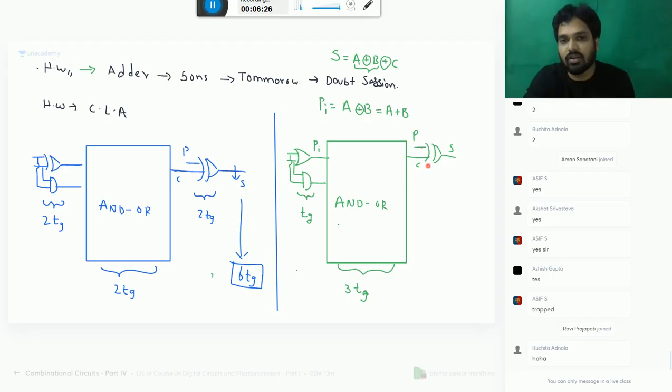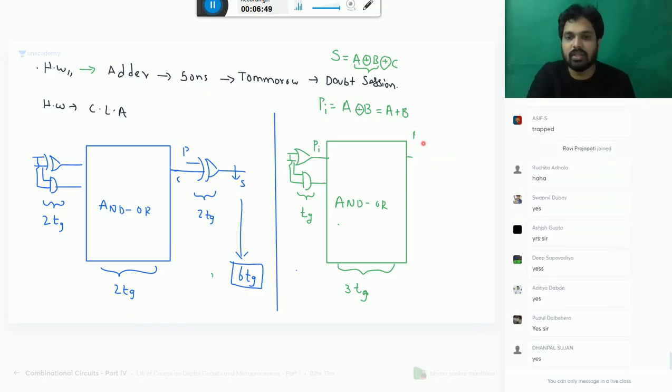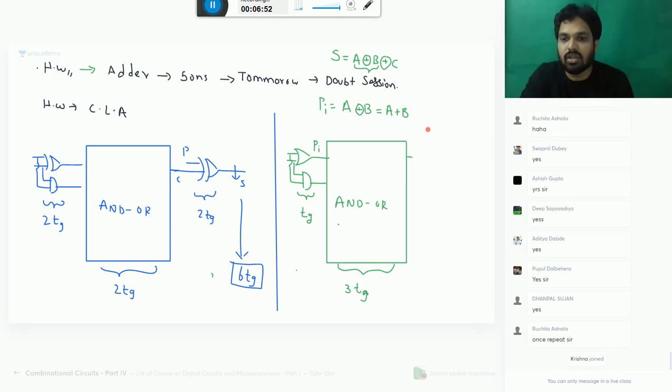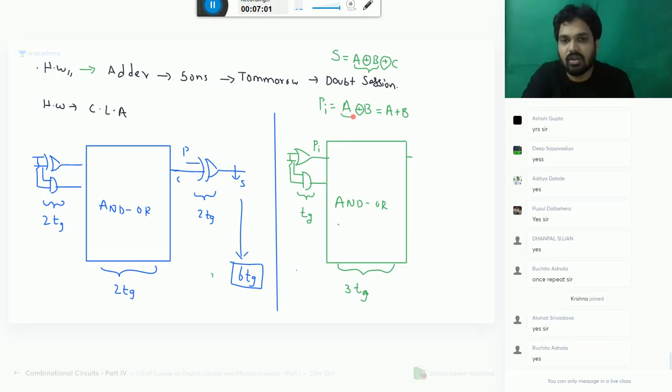Is the logic clear or not? Sum is A XOR B XOR C. When your P is A XOR B, then you can say P XOR C is your sum. But here it is not correct. Everybody accepted or not? So because of this reason, you implement it like this. Ruchita, please understand, your sum, from yesterday's class, you should remember, sum is A XOR B XOR C. If your P is A XOR B, then you can say sum equals P XOR C, provided P should be equal to how much? A XOR B.